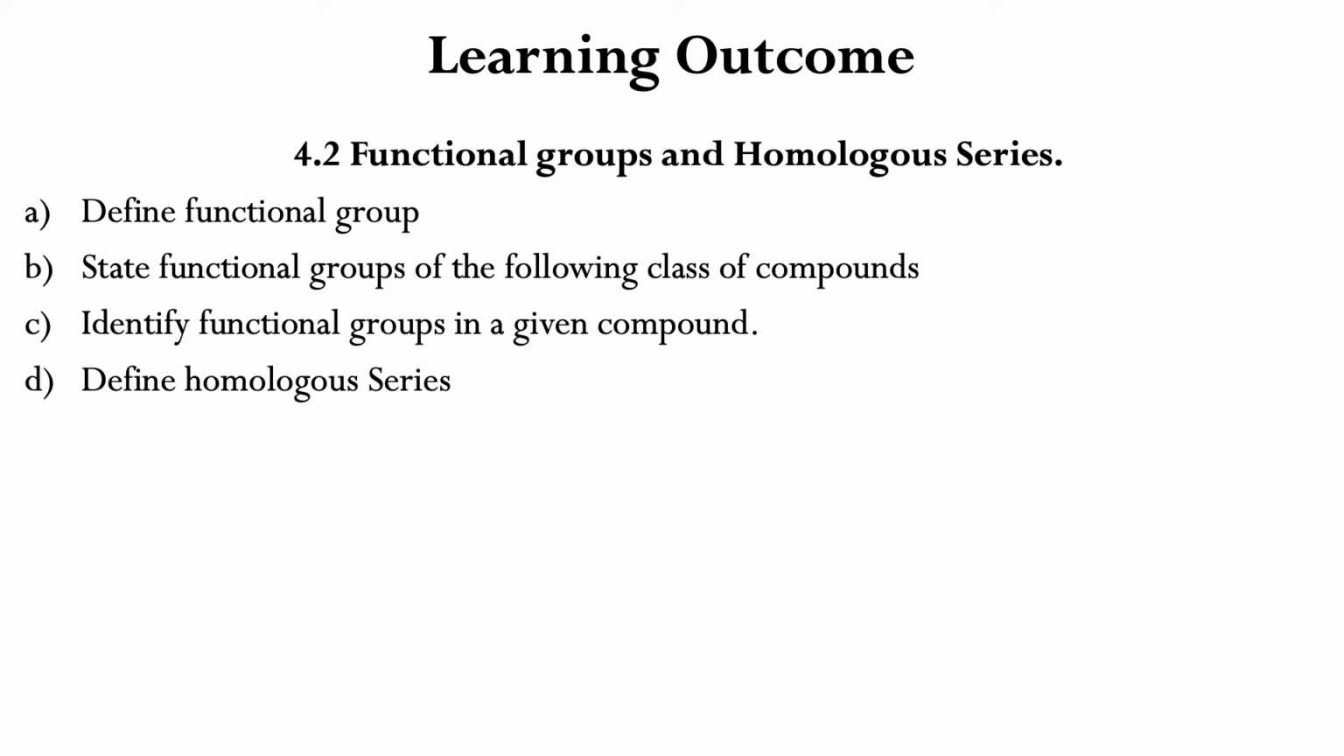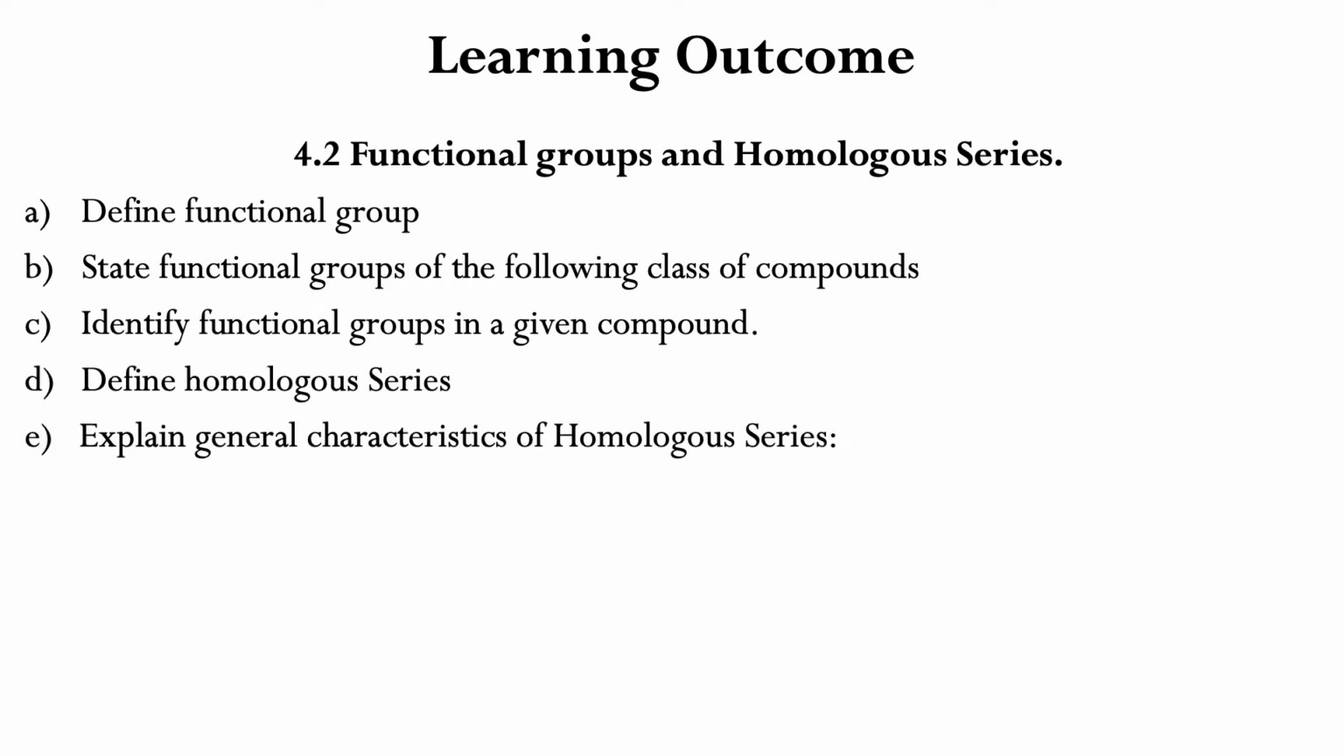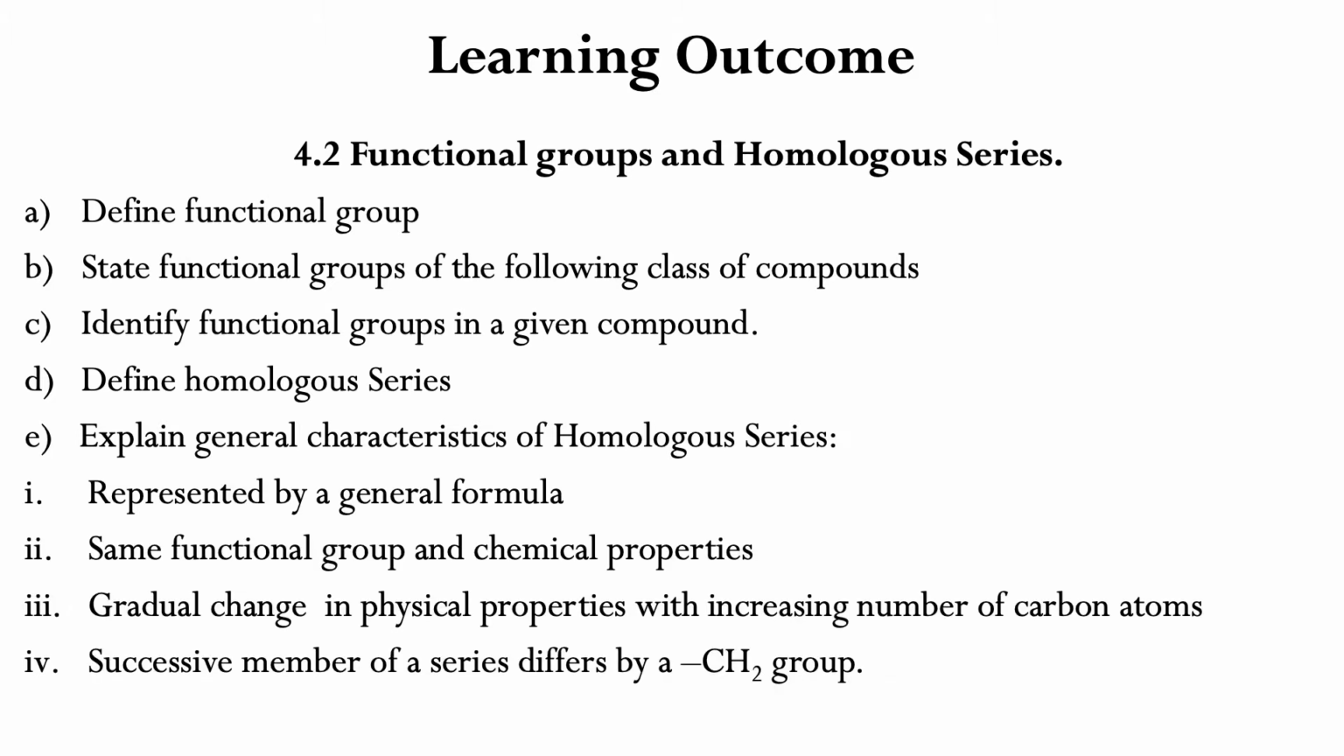D, define homologous series; E, explain general characteristics of homologous series, which are: first, represented by a general formula; second, same functional group and chemical properties; third, gradual change in physical properties with increasing number of carbon atoms; and the last one, successive members of a series differ by a CH2 group.